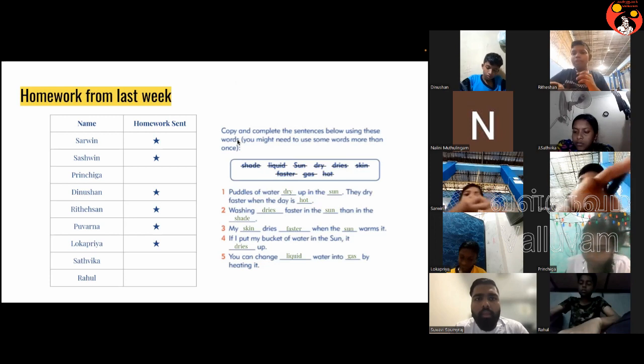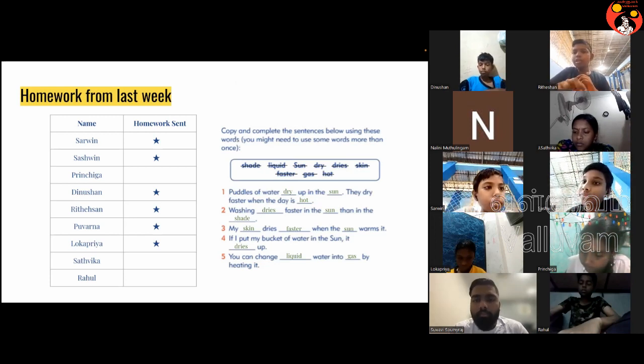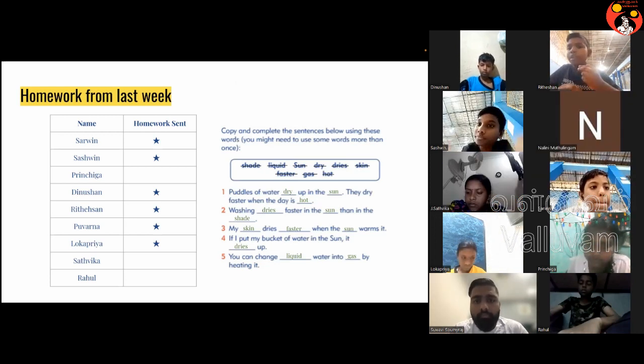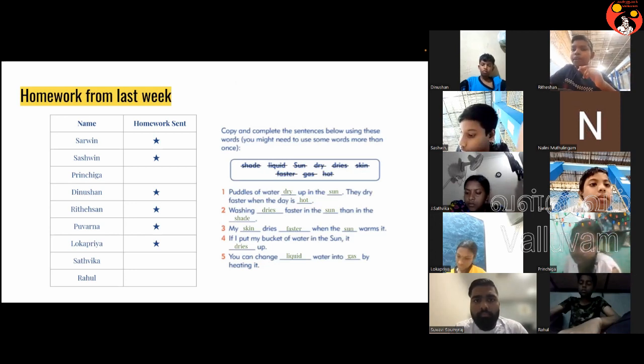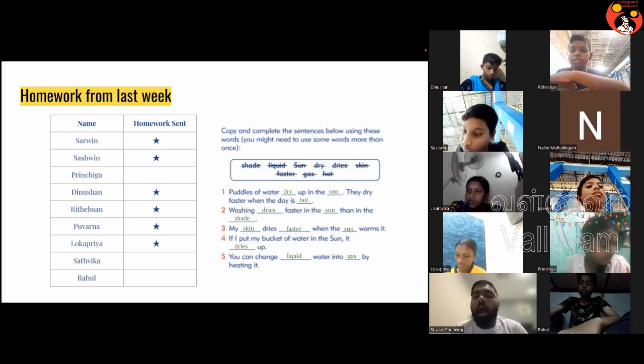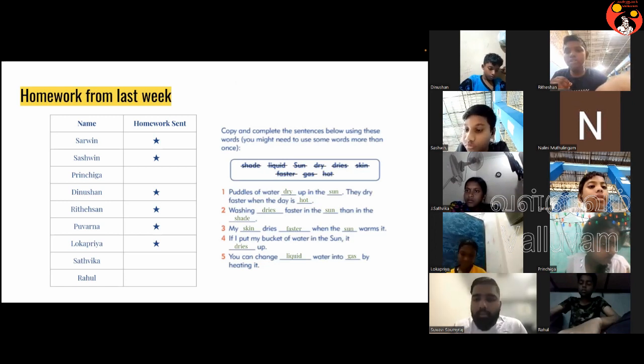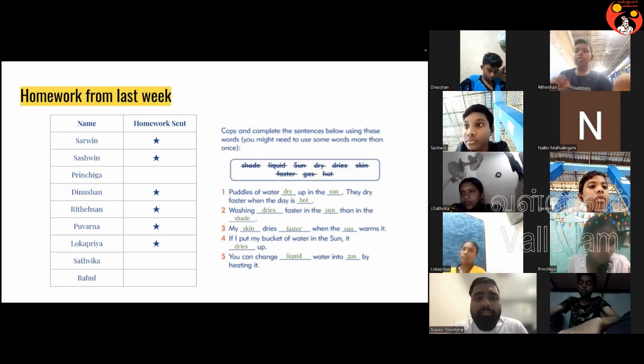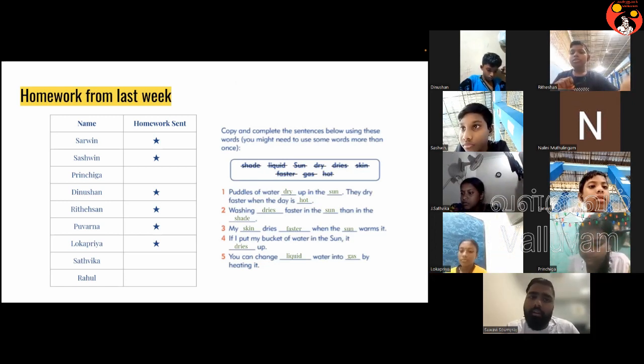Same as Arvin, I also made the mistake for the second one, but the mistake is different. I made a mistake of the shade. Instead of shade, I put hot. Okay. Sorry. Again, did you have any questions as to why it's shade and not hot?